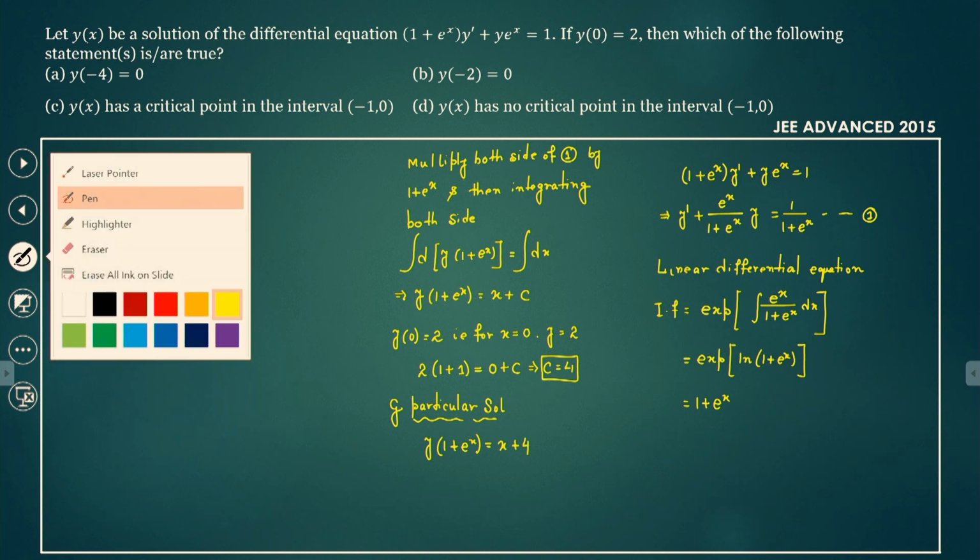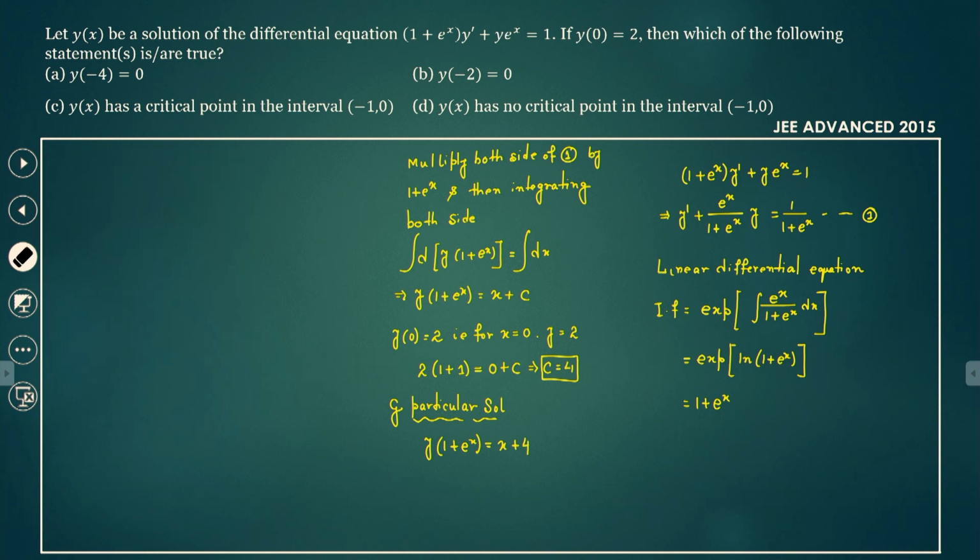Therefore we can easily find the solution. Sorry, I wrongly deleted the correct one. So my particular solution y(x) will be equal to x plus 4 divided by 1 plus e to the power x. That's it. So we calculated the solution.